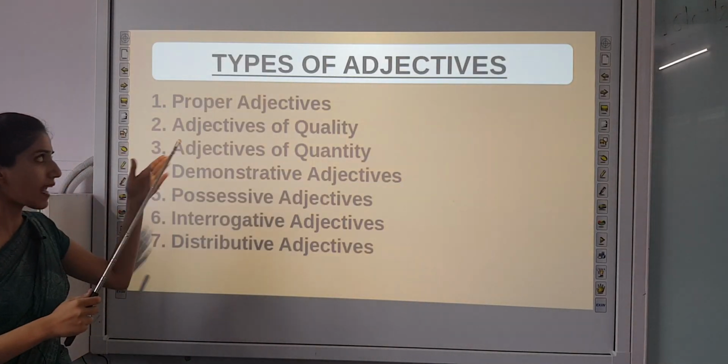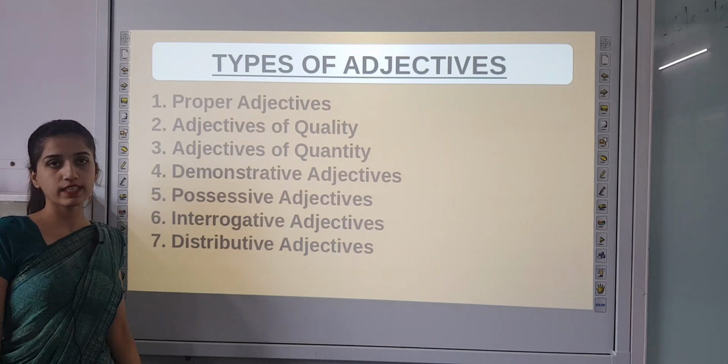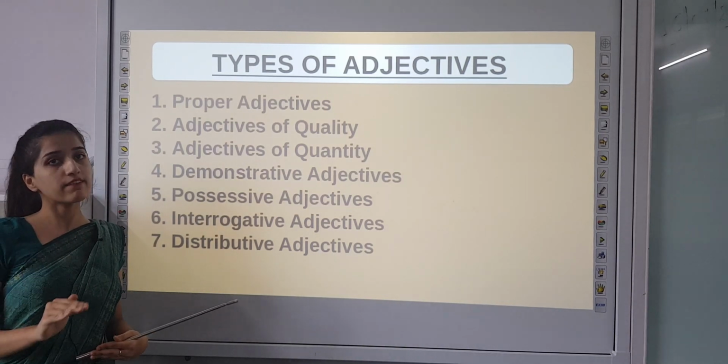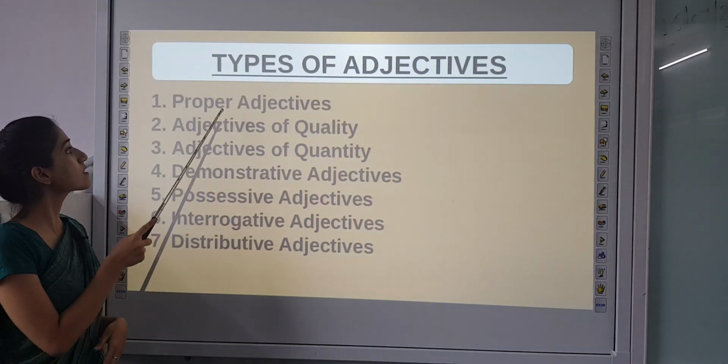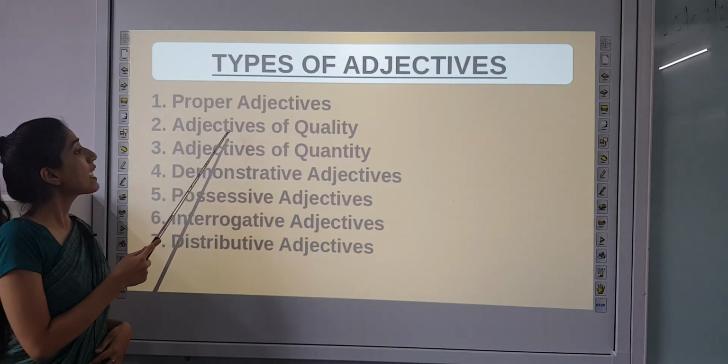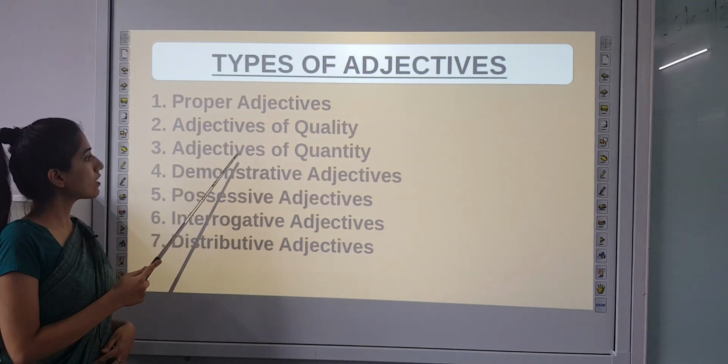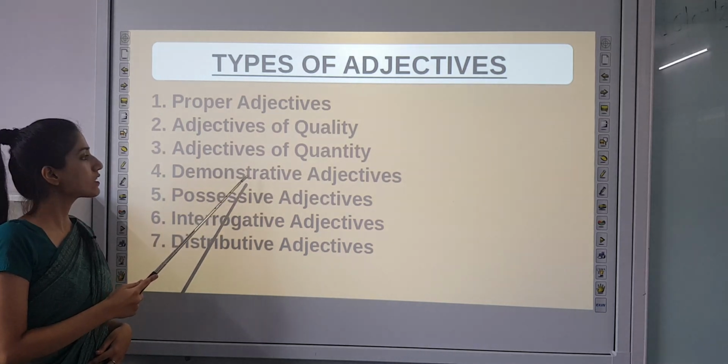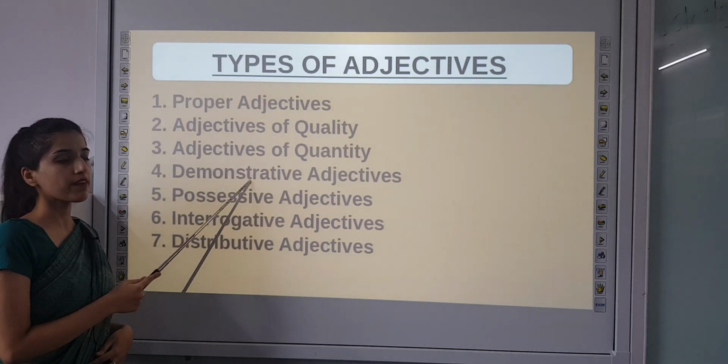So coming to the next topic, that is types of adjectives. We will be studying 7 types of adjectives. First one is proper adjectives. Second, adjectives of quality. Third, adjectives of quantity. Fourth, demonstrative adjectives.